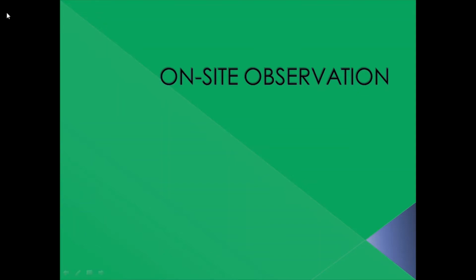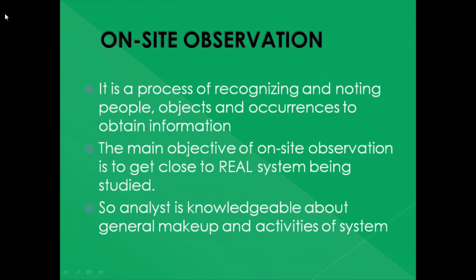Now coming to the second tool, on-site observation. Now what is this on-site observation? It is a process of recognizing and noting people, objects and occurrences to obtain information. In other words, on-site observation is going to the place where the working takes place, where the users work, and observing exactly how they work in the particular organization.